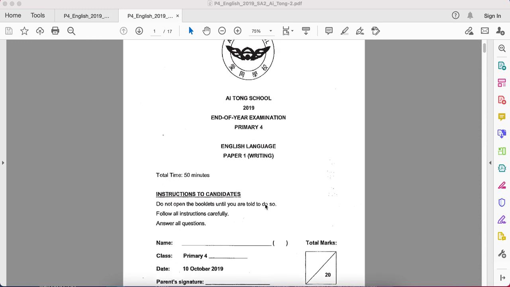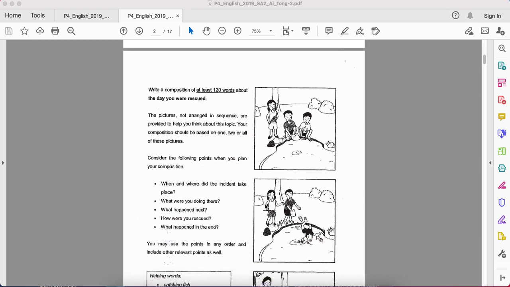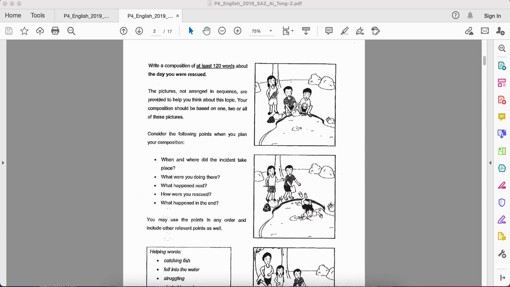Today we're going to be reviewing the Tong School End of Year Exam P4 English Language Paper 1 for writing. Okay, so let's get into it. The first thing we have to tackle today is composition.